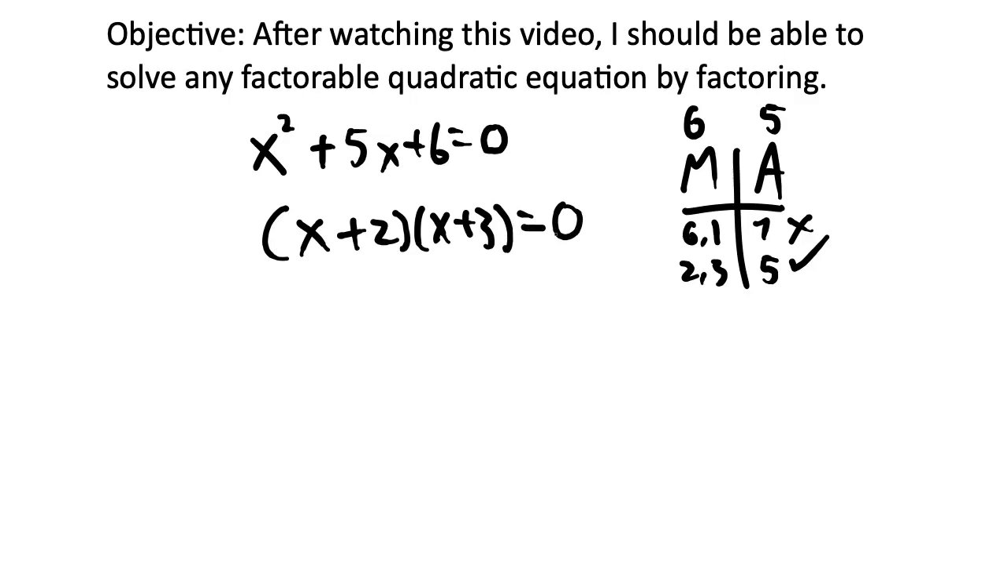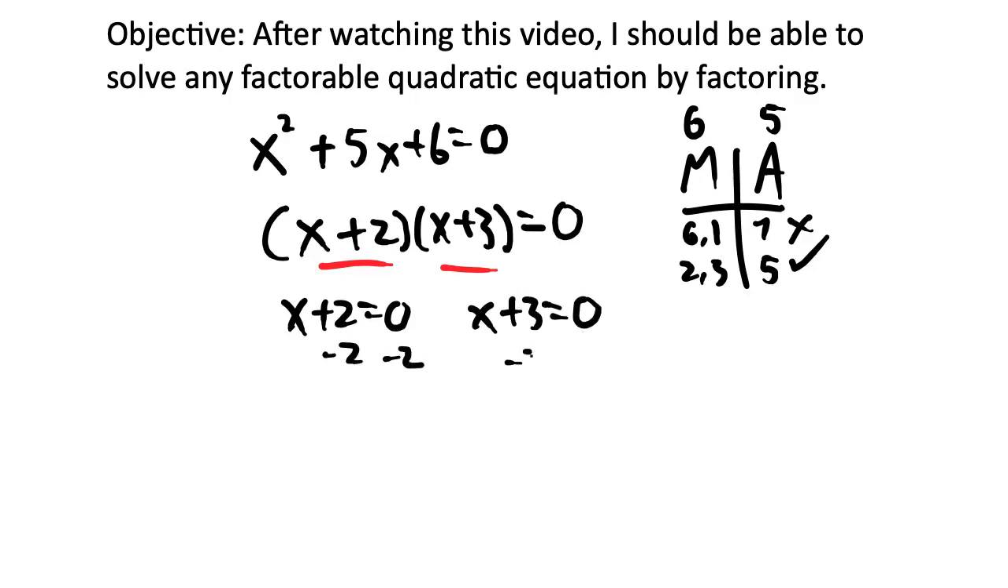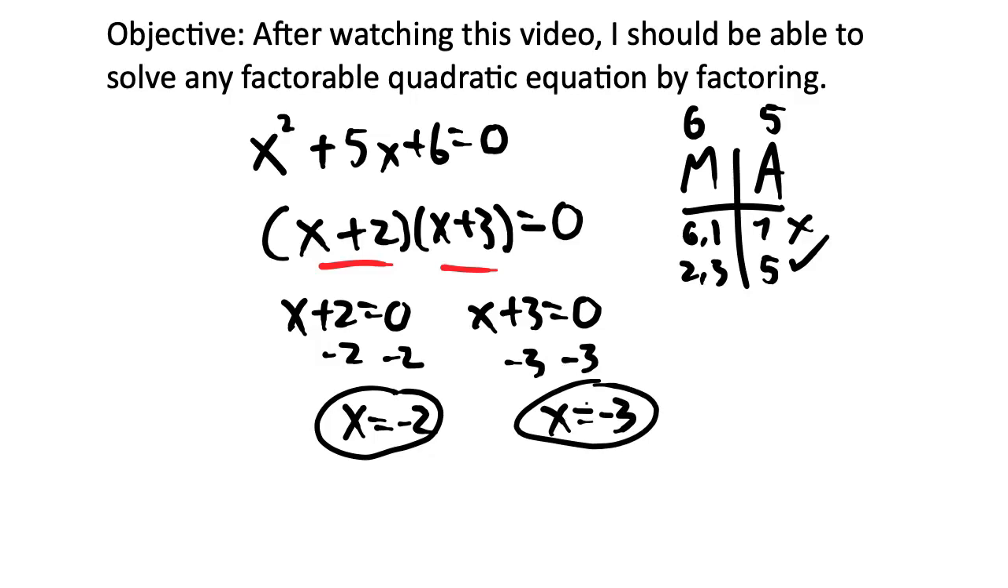Once you're in this form, the key idea is that if you have something times another thing equal to 0, either the first thing is 0 or the second thing is 0. So either x plus 2 equals 0 or x plus 3 equals 0. Then you subtract 2 from both sides. x equals negative 2 is one solution. x equals negative 3 is the other solution.